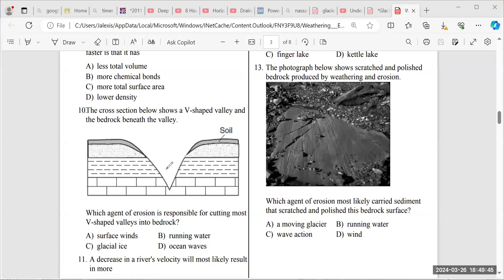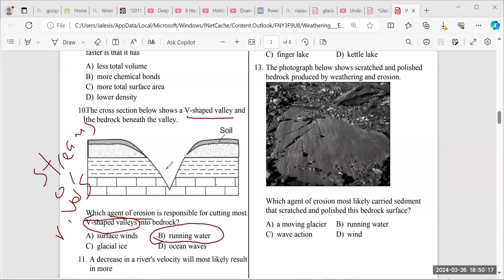Number 10 says a cross section below shows a V-shaped valley and the bedrock beneath the valley. Which agent of erosion is responsible for cutting most V-shaped valleys into bedrock? Well, as we learned, V-shaped valleys are created by streams or rivers, right? Which is an example of running water, not ocean waves, running water. All right, V-shaped valleys are created by streams or rivers, which are examples of running water.